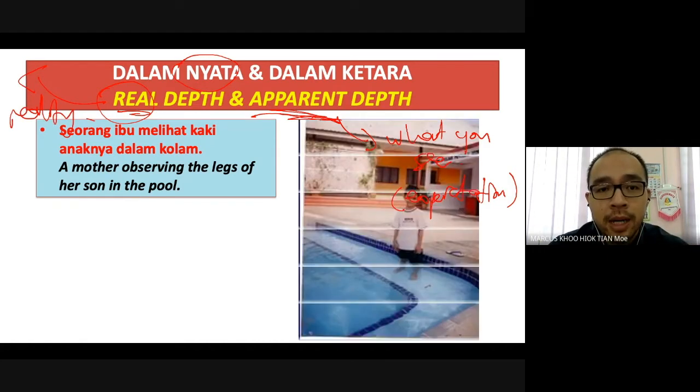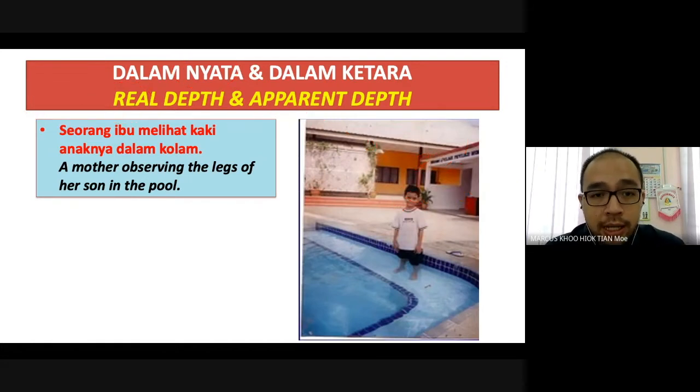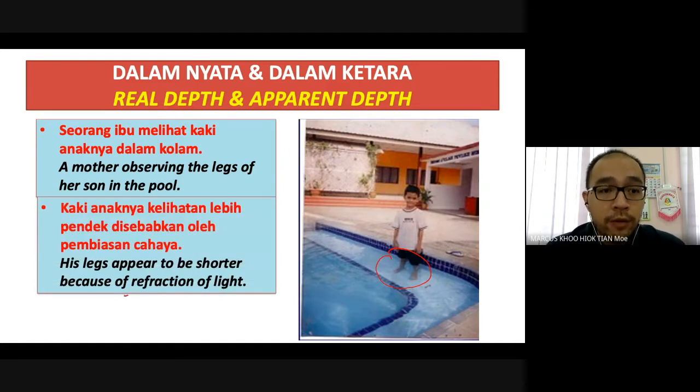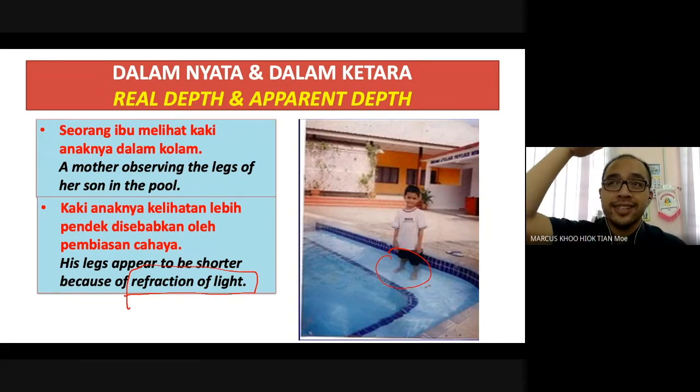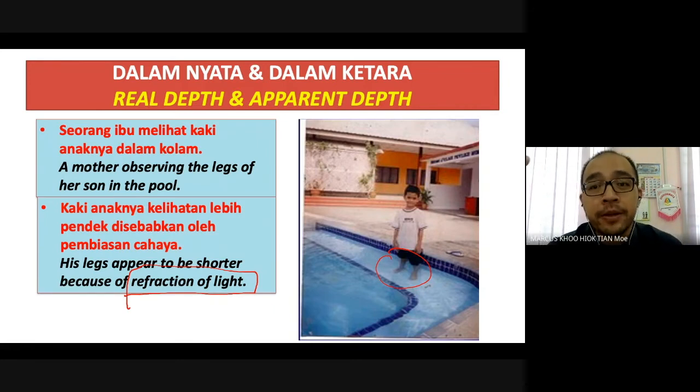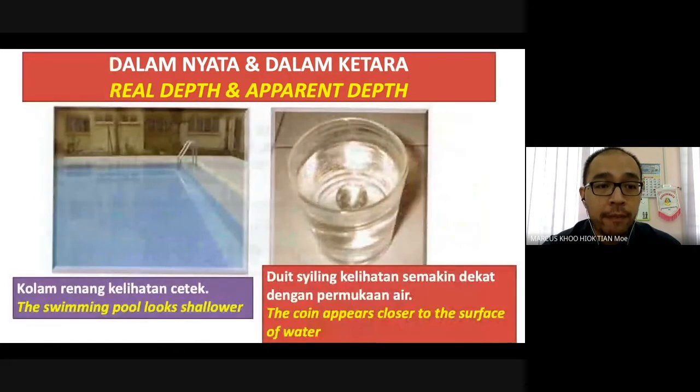So for example, the mother is observing the legs of her son in the pool. If you look at the legs of the son over here, it looks much shorter than normal. His legs appear to be shorter because of the refraction of light. So this is one of the applications of light refraction. It makes things in the pool look more shallow than they are. And I can tell you, many people have been fooled by what they saw in the pool. They look at the pool and say, "Oh, very shallow ni, jom." Then they lompat inside lah. And after they jump inside, what happens? They realize that the water is up to here. It's much, much deeper than they thought it was. This is because of the refraction of light. The swimming pool looks shallower than it normally is.